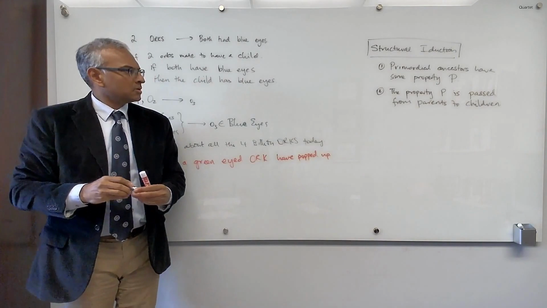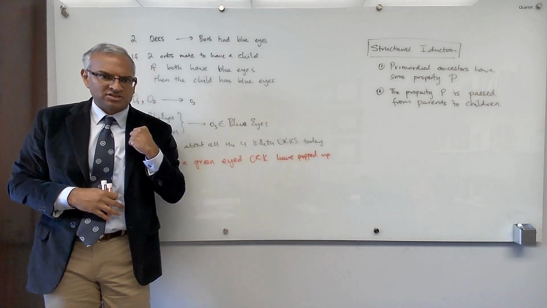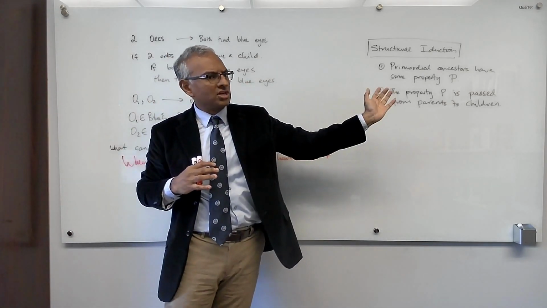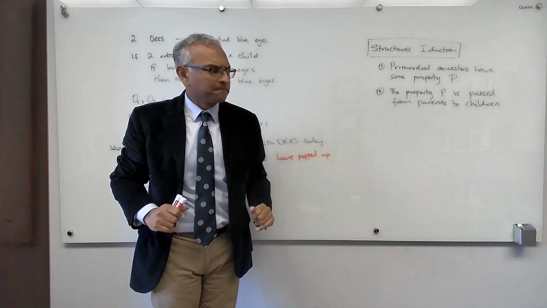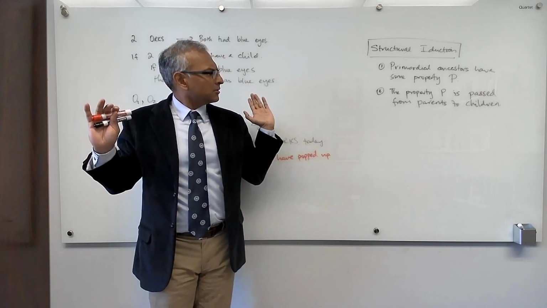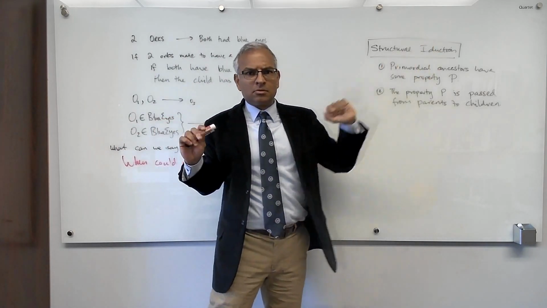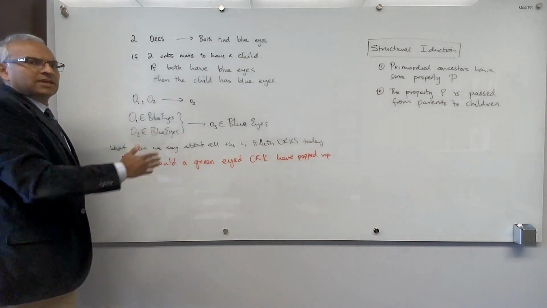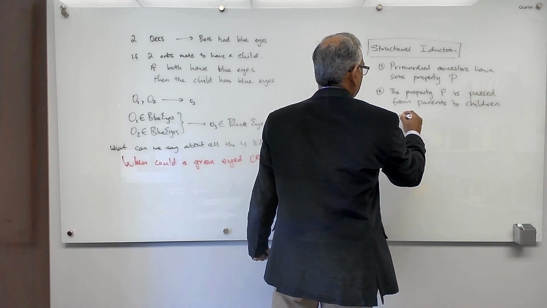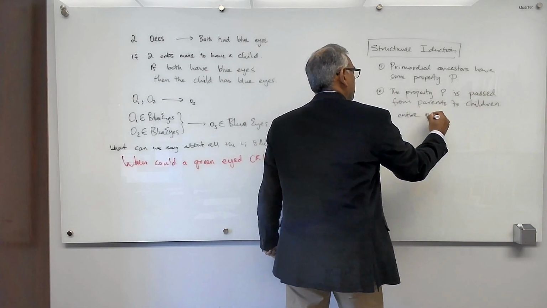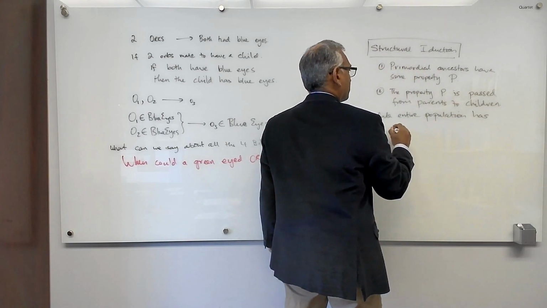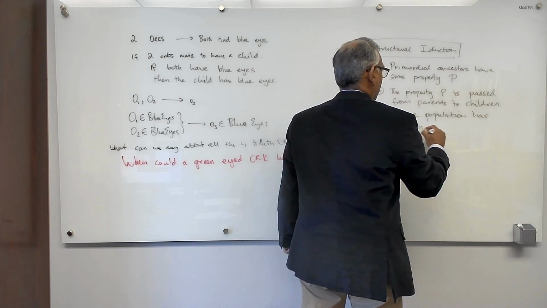Okay? If you can show that the primordial ancestors have this property, the first two Orks, and if you can show that whenever parents get together to produce a child, the property is inherited without flaw, then the principle of structural induction says that you can conclude that the entire population has the property P.